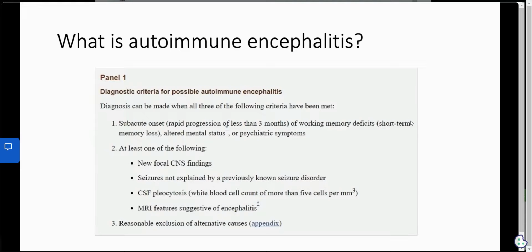These are diagnostic criteria proposed in 2016 for possible autoimmune encephalitis, and it just highlights a lot of the features that I mentioned: subacute onset, memory problems, altered mental status, as well as laboratory or other ancillary test evidence of neuroinflammation.